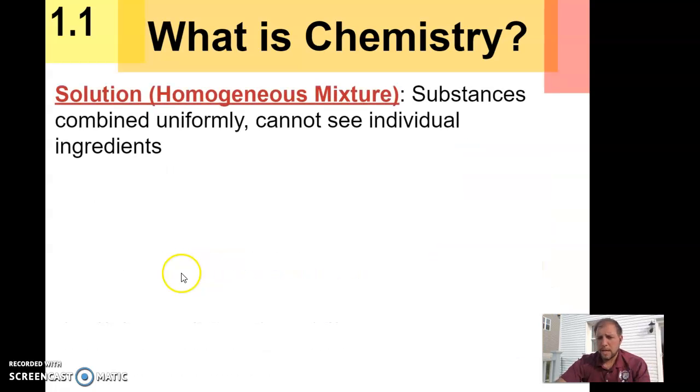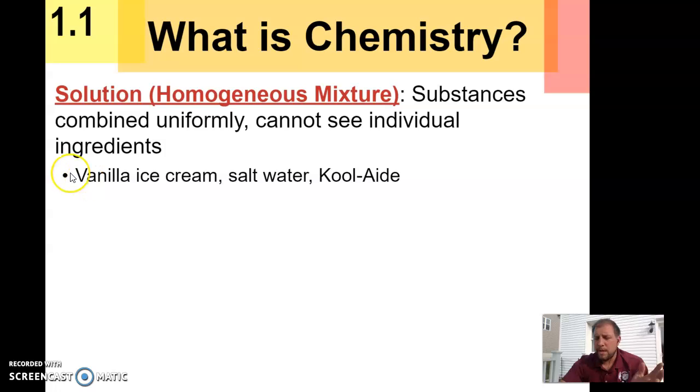Now, there's two general types of solutions, okay? You have homogeneous solutions. Homogeneous solutions are mixtures of different substances that are combined uniformly so that you can't see the individual parts that make it up. An example of a homogeneous mixture would be vanilla ice cream. You look at it, it looks like one thing, but you take a taste, and what do you taste? You taste vanilla. That's vanillin, the vanilla flavor compound. You taste sugar, all right? Chock full of sugar. You taste cream. That's the fat content from the dairy. You even taste some of the milk proteins and, of course, some of the water that makes it up.